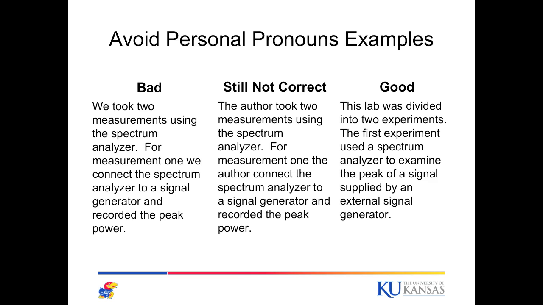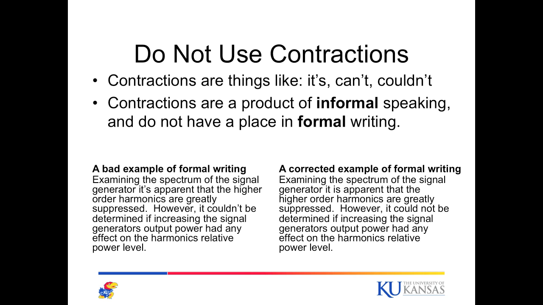So, I'll circle that and write avoid personal pronouns, and the student will come in and ask me, wait a minute, but that's not a personal pronoun. What do I need to do? And we'll sit down and we'll talk about it, and eventually, by the third report, we'll get something closer to this last example. That is, this lab was divided into 2 experiments. The first experiment used a spectrum analyzer to examine the peak of a signal supplied by an external signal generator. Okay, that's good. There's no narrative of what an individual did, but it is a description of what the experiment is.